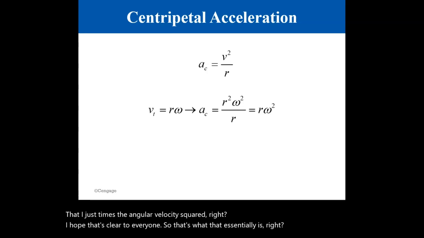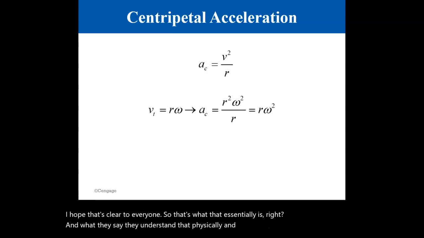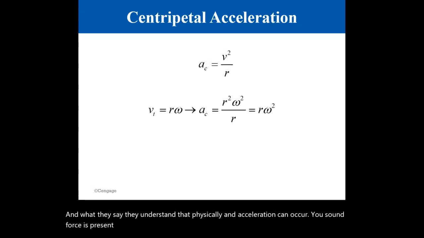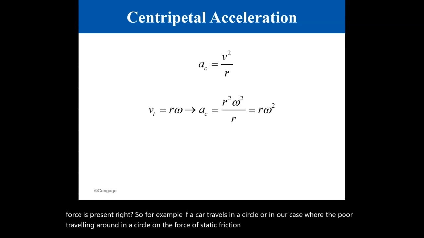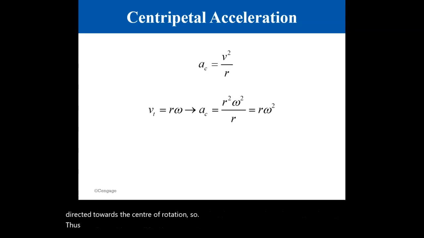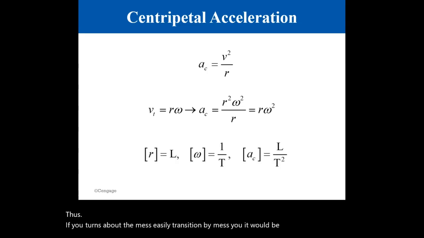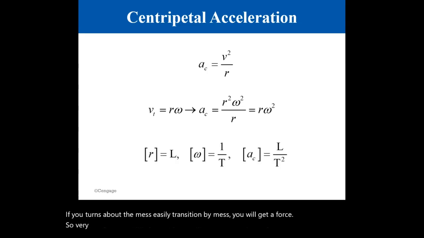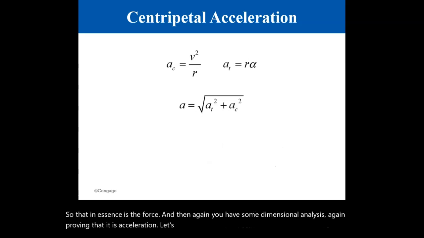And what they say there, understand that physically an acceleration can occur if some force is present, right? So for example, if a car travels in a circle, or in our case, we have that ball traveling around a circle, the force of static friction between the tires and the ground provides the necessary centripetal force. Note that the centripetal acceleration is always directed towards the center of rotation. If we times the acceleration by the mass, we would get a force. So that in essence is the force. And then again, here's some dimensional analysis, proving that it is acceleration. So that's very important to note.